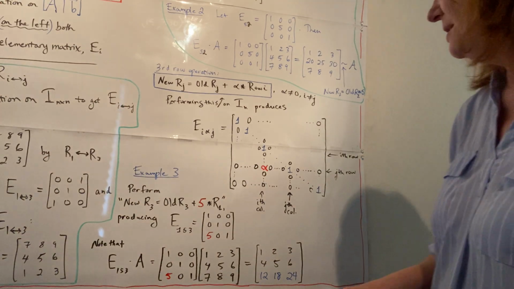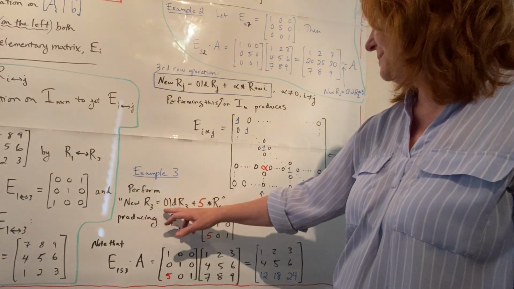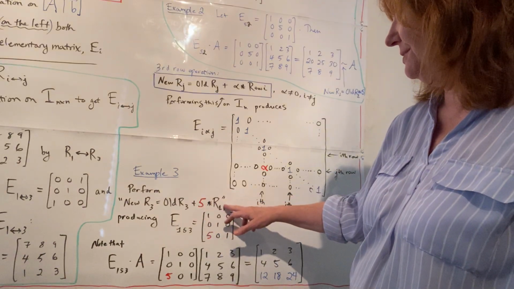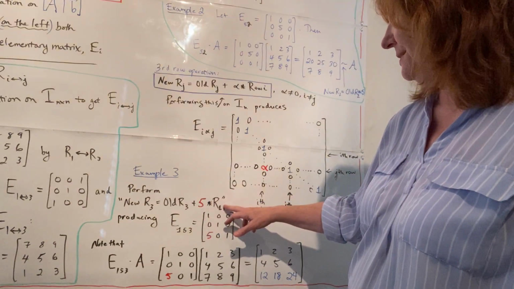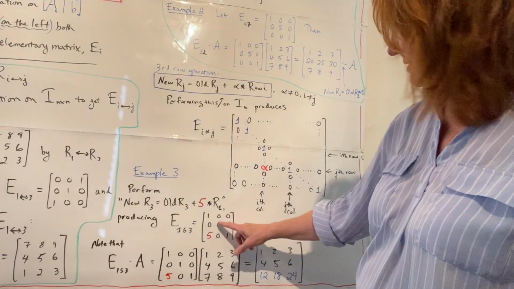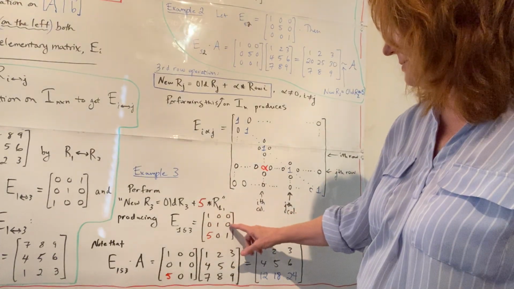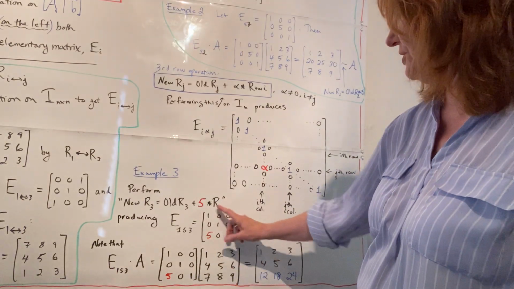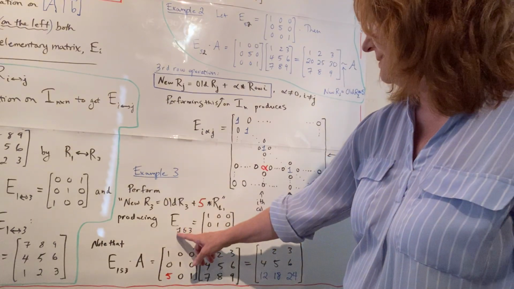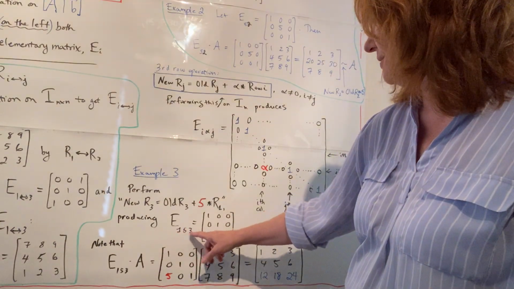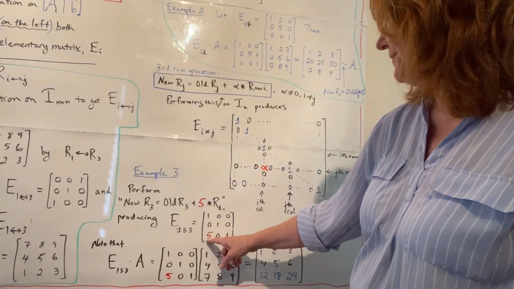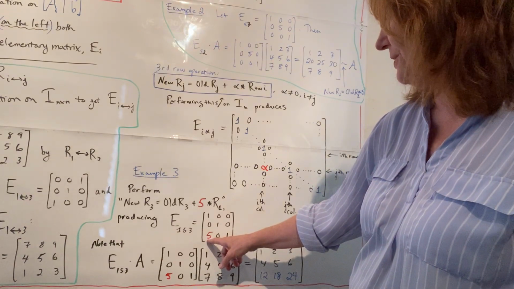An example. Let's say we're performing new row 3 equals old row 3 plus 5 times row 1. Okay. If you perform that on the 3 by 3 identity matrix, you'll get 1, 0, 0, 0, 1, 0, 5, 0, 1. So it looks just like an identity matrix, but there's a 5 in the 3, 1 spot, right? It's a new third row, first column.